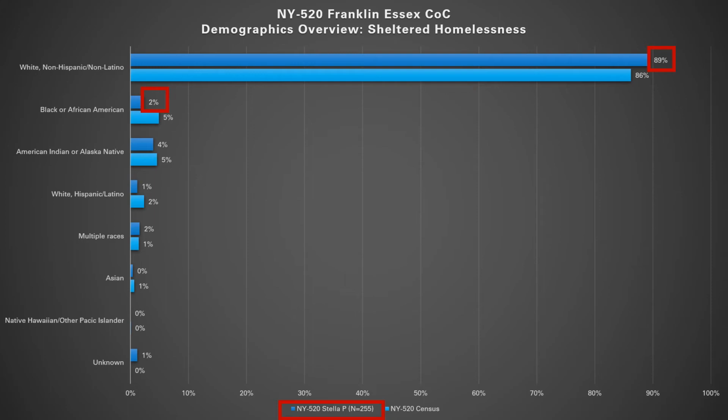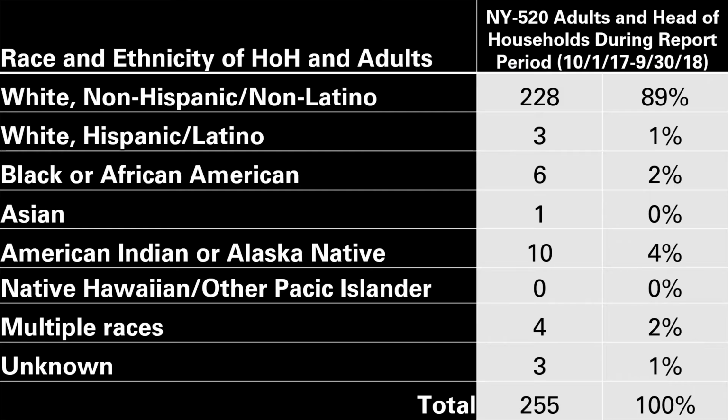The community should continue to monitor this over multiple years to find patterns in the data that may be insightful. So lastly, I want to just give you perspective with the total counts and percentages of all the adults and head of households in the report period for New York 520. You can see on the left column is the demographic group. The middle column is the count of clients, adults and head of households, and then you see the percentages.